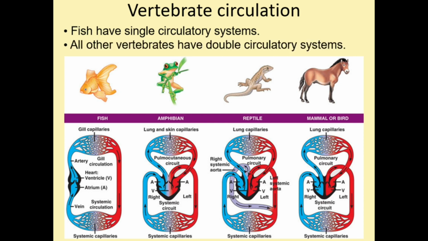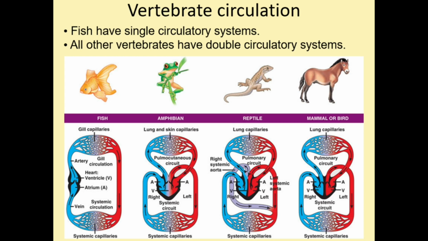What we find with all other vertebrates is that they have a double circulatory system. Okay, so fish have a single. All other vertebrates, so amphibians, reptiles, birds, and mammals, have double circulatory systems. And what that means is that the deoxygenated blood goes to the heart, it then gets pumped to get reoxygenated, and then it comes back to the heart before it gets pumped again to go around the systemic circuit. So that's the key about a double circulatory system.